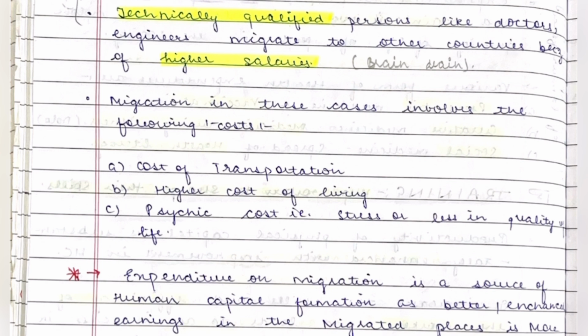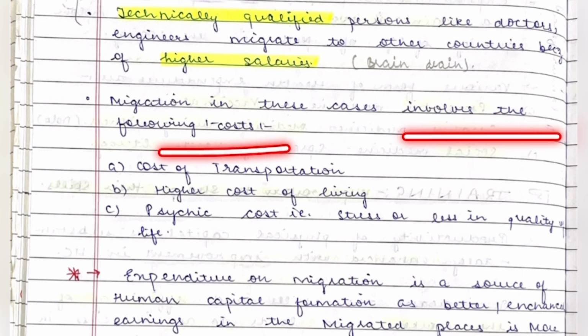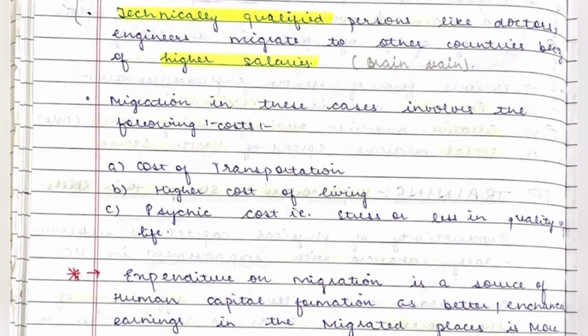And next, migration in these cases involves the following cost. Now when we migrate, there are some costs as well. For example, when we migrate from rural areas to urban areas, for example we are going by bus, so it is the cost of transportation. That is the first point. Then in urban areas, for example something in our rural areas is of 10 rupees, but in urban areas it is of 15 rupees, then it is higher cost of living.